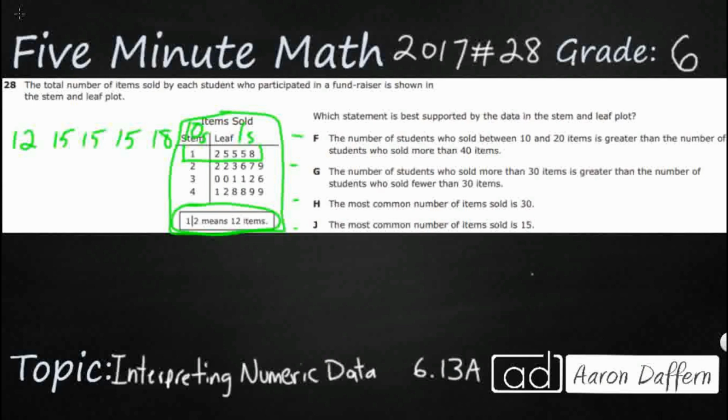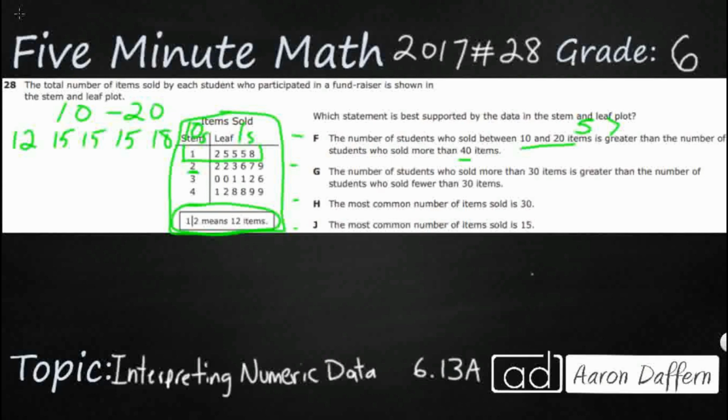F. The number of students who sold between 10 and 20 is greater than the number of students who sold more than 40. All right, so between 10 and 20, let's see what I've got here. So 10 and 20 is actually, so look at, here's my stem of 2. There is no leaf of 0. So between 10 and 20 means it's not going to be greater than 19. So look, here's my 10 and 20. I already wrote those out. I've got 5. So they're saying that 5 is greater than more than 40.